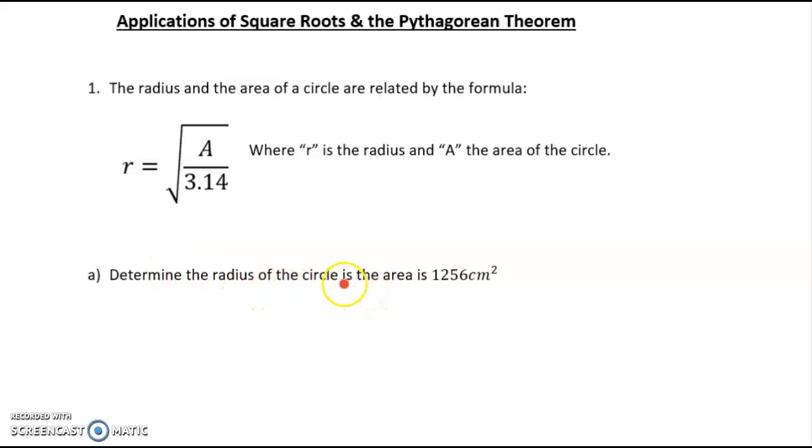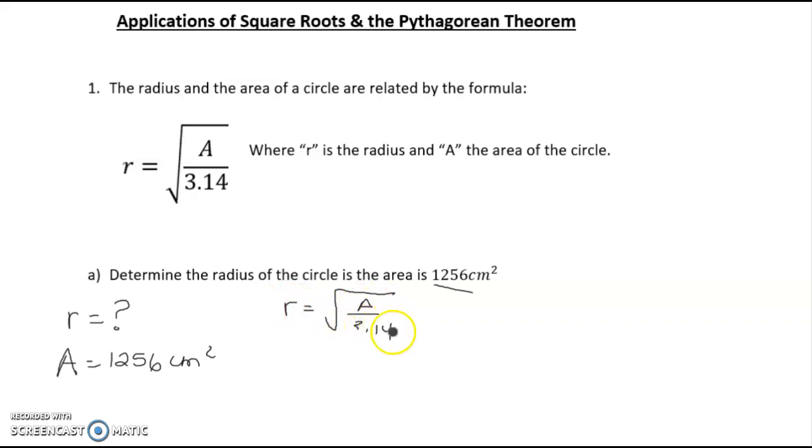That was supposed to say if the area is 1,256 centimeters squared. Okay, so let's solve this together. Right away, it says determine the radius, so we don't know R. And then A is the other thing that we're looking for. So area, it says 1,256 centimeters squared. Okay, so we're going to use our formula we have up above: R equals square root of A divided by 3.14.